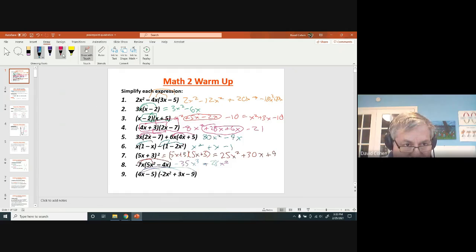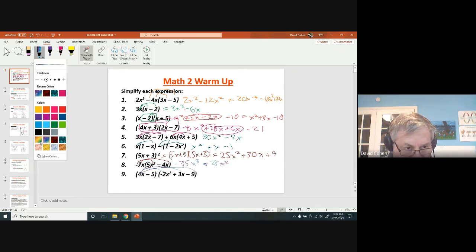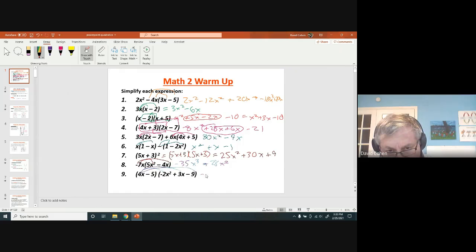So 4x times negative 2x squared is going to be to the third power, since first power plus second power is the third. That's a negative 8x cubed. Now we have 4x times 3x, which is going to be 12x squared. And then finally 4x times negative 9 is negative 36x.